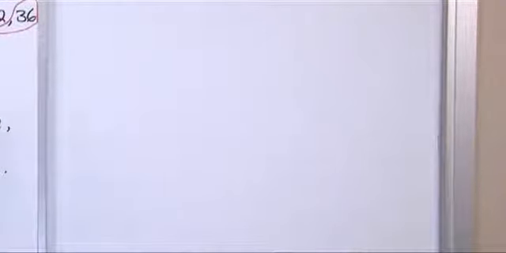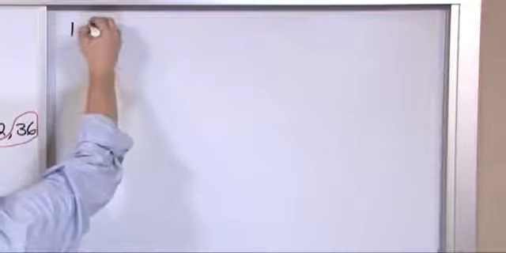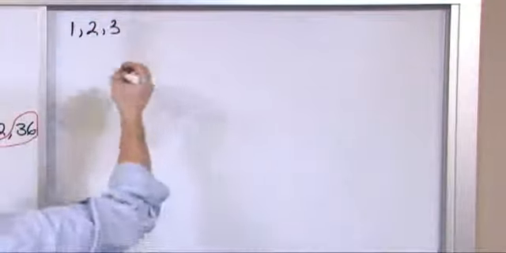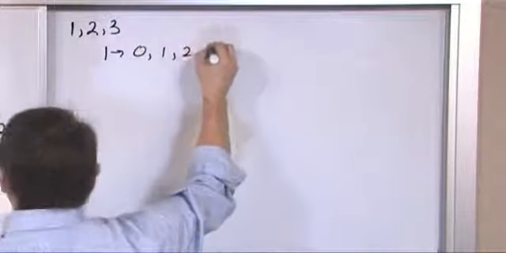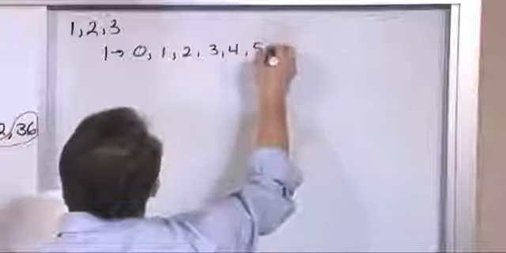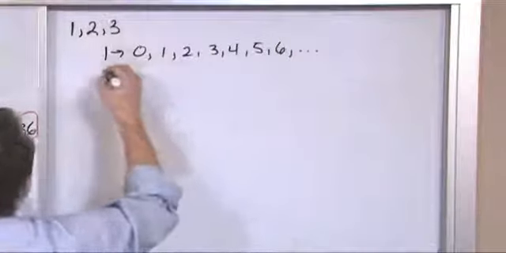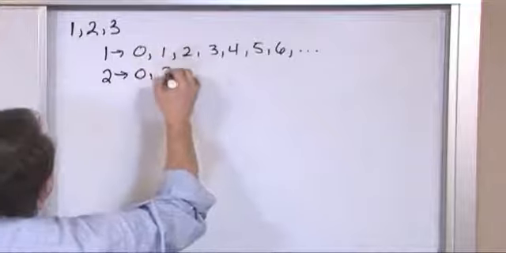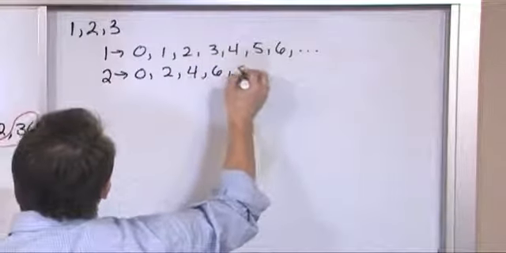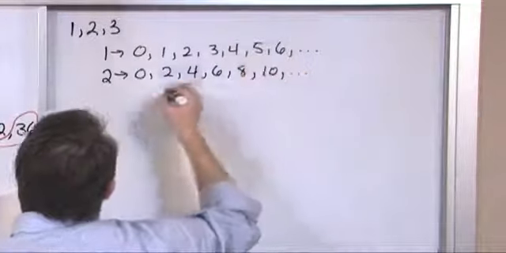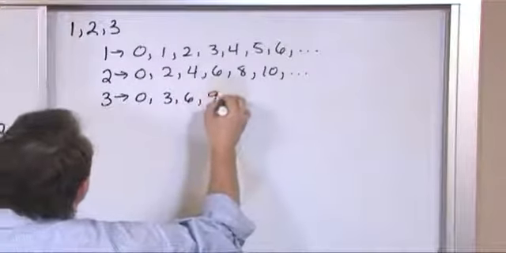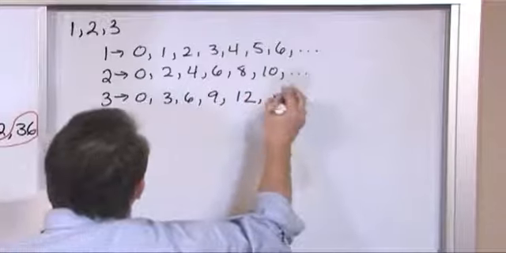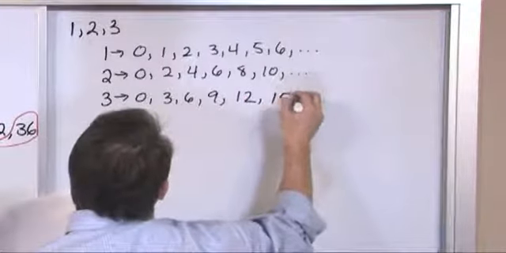All right, let's go ahead and do a couple more. Instead of 2 numbers, what if we had 3 numbers? 1, 2, and 3. Well, you do it exactly the same way. For the number 1, we just count by ones: 1, 2, 3, 4, 5, 6, and so on. For the number 2, we count by 2: 0, 2, 4, 6, 8, 10, and so on. For the number 3, we count by 3: 0, 3, 6, 9, 12, whoops, that's 15 really, and so on.